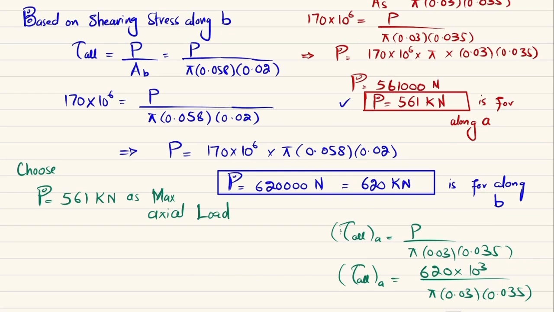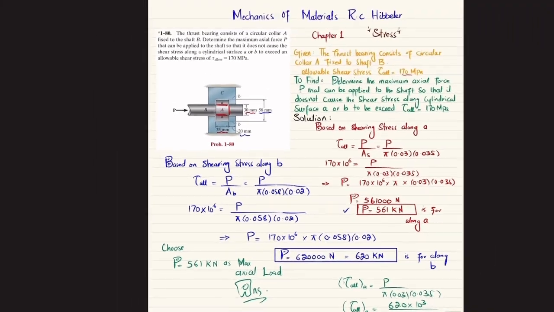So hence this value will be the safer, because if you put it in this formula, your allowable shearing stress at B will be less than allowable shearing stress. So hence we will select this value, and that is the answer of this question. That was all about this problem 1-80.